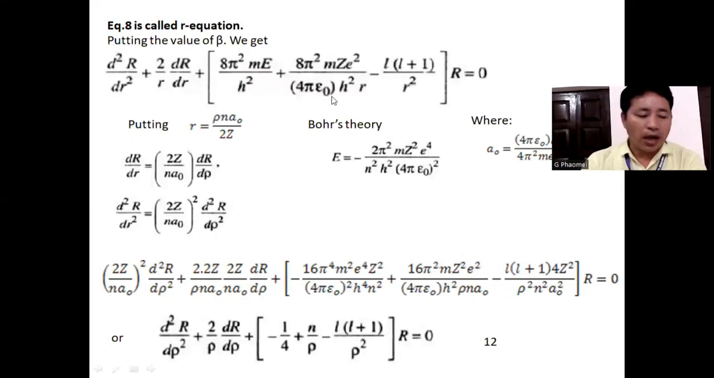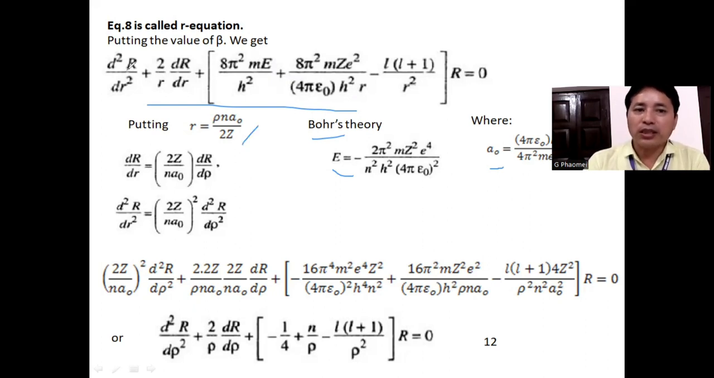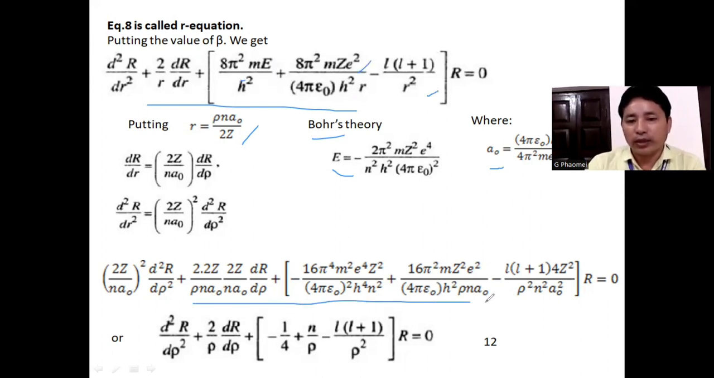Now to solve these R equations, you can see here these equations can be simplified by taking the assumptions of the Bohr theory. That means where E is like this and A naught is like this, and therefore putting R is equal to rho A naught by 2Z. If you insert in these equations for this one, or this one, or this one, we get these equations. And if something is common here, we can take it common, and finally we get the simplified equations.